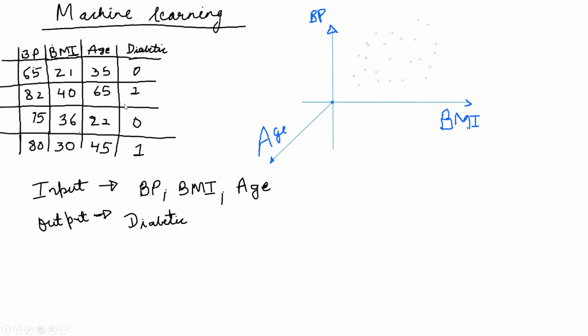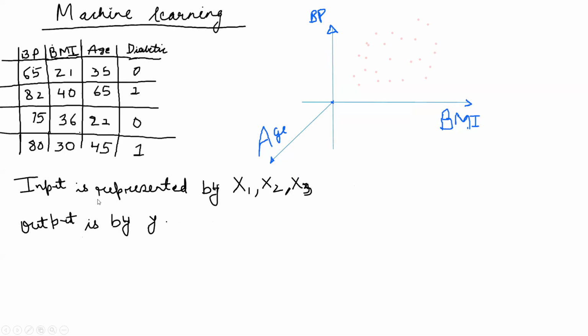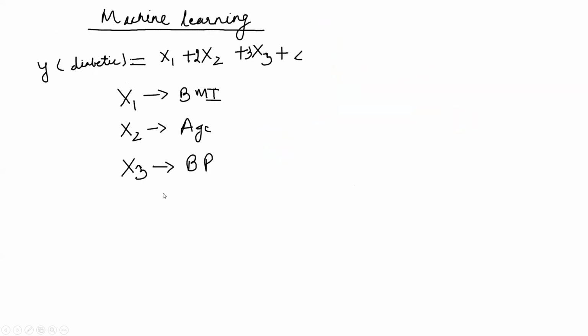So what machine learning does here is it takes the input. Here the inputs are BP, BMI, age, and the output column will be diabetic. The input columns are always represented in the form of X: X1, X2, X3, and X4, like that, and the output is represented as Y. So yes, that's what I was saying: input is represented by X1, X2, and X3, and output is always represented by Y.